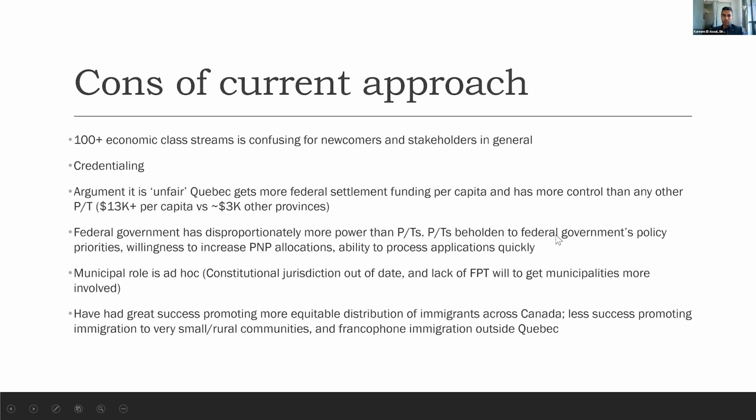Now, I've touched a bit on the cons. I'll elaborate a bit more. The over 100 different economic class pathways is very dizzying for all stakeholders, whether you're an expert that's immersed in the space or the end user and a newcomer yourself. It's very challenging in terms of identifying which options may be best for you.